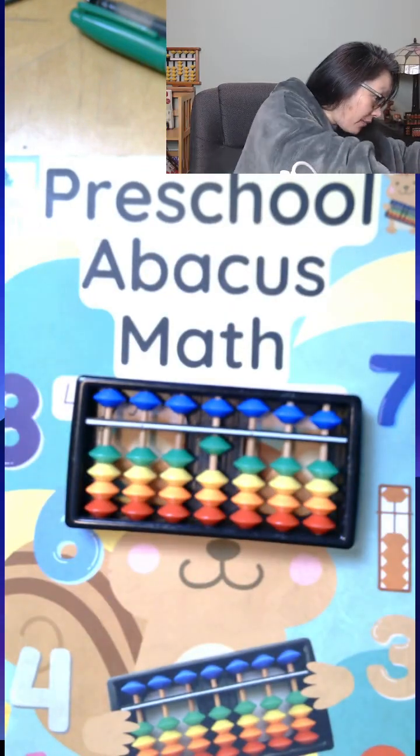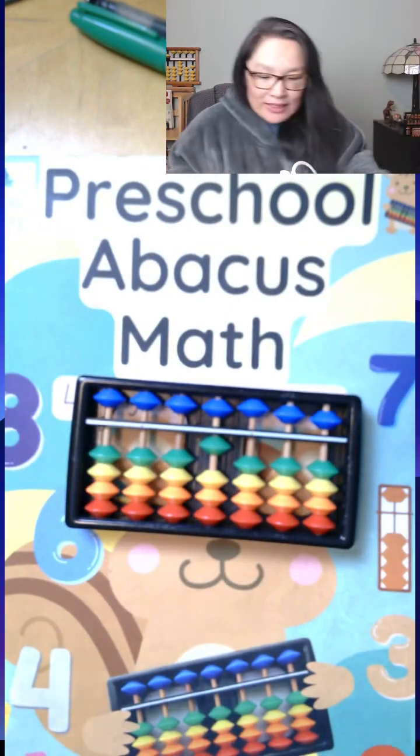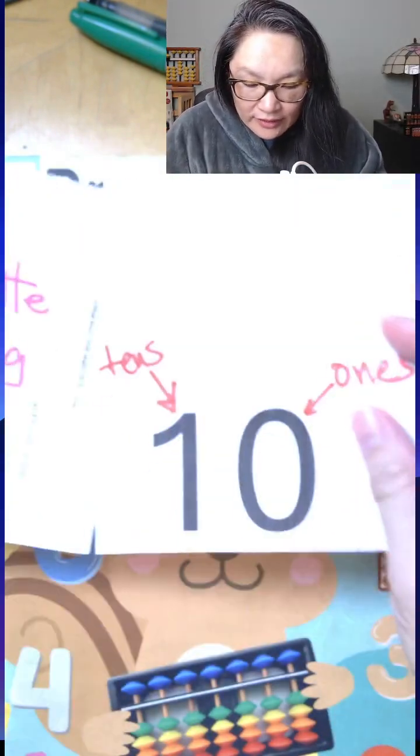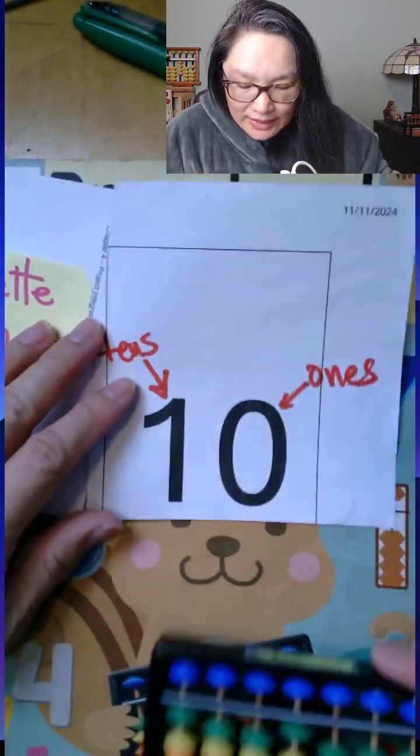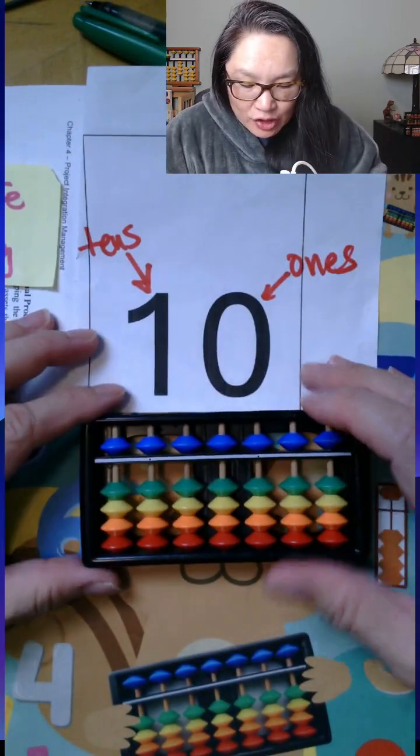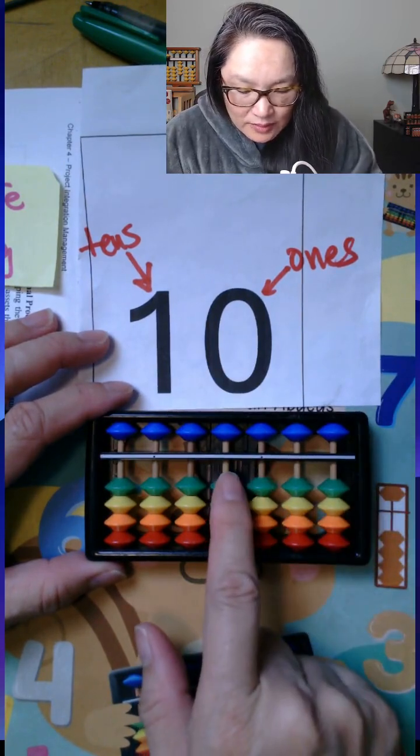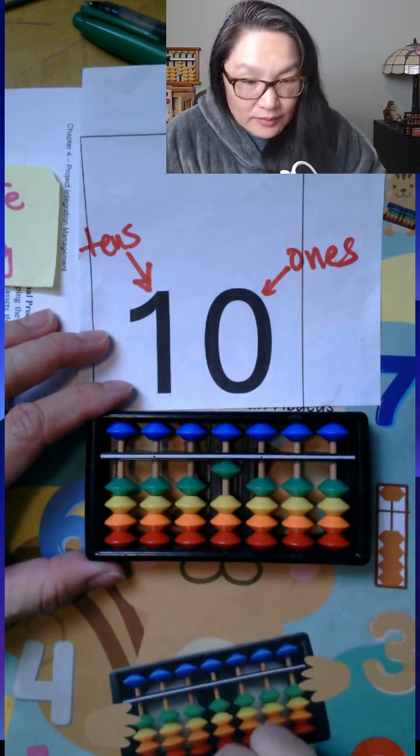Let's see if I can find my papers. Just like how we write 10, right? 1 and a 0. Just like how we write 10, it's the same thing. It gets translated to abacus. This is my 10s, this is my 1s, and this is my 10.